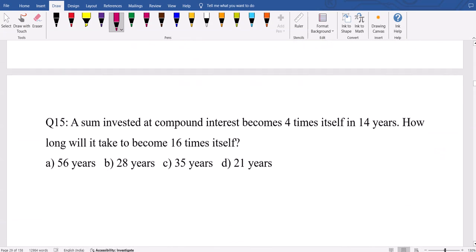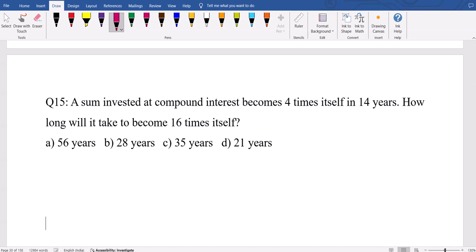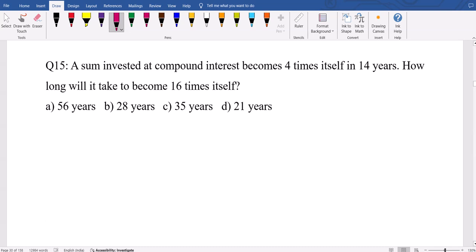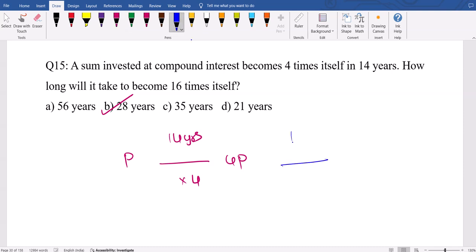Now, the last question related to simple interest and compound interest. The amount becomes 4 times in 14 years. In how much time will it become 16 times? Using compound interest, see, you have some principal. It becomes 4 times. For that you take 14 years. Again, you take the next 14 years also into 4. The amount becomes 4 times every 14 years.